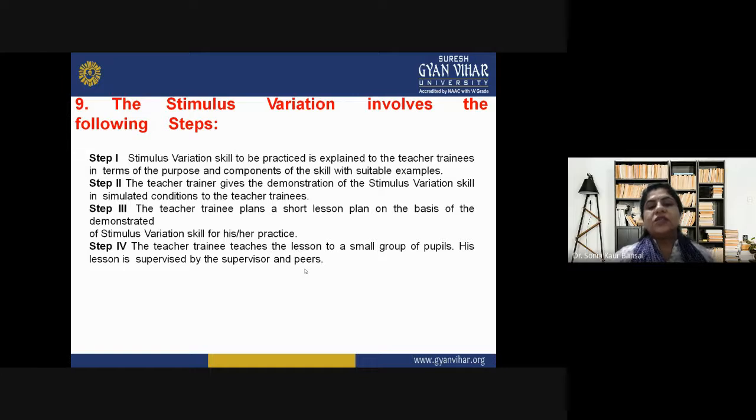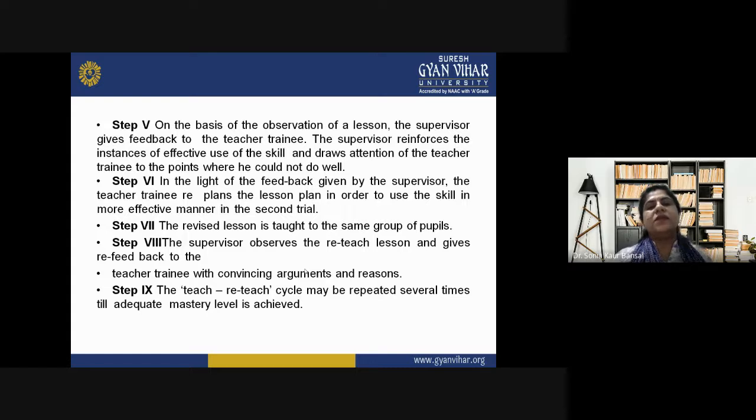Step 4: the teacher trainee teaches the lesson to a small group of pupils. His lesson is supervised by the supervisor and peers. Then step 5 follows: on the basis of the observation of the lesson, the supervisor gives feedback to the teacher trainees. The supervisor reinforces the instances of effective use of the skill and draws attention of the teacher trainees to the points where he could not do well. And in step 6, in the light of the feedback given by the supervisor, the trainee replans the lesson plan in order to use the skill in a more effective manner in the second trial.